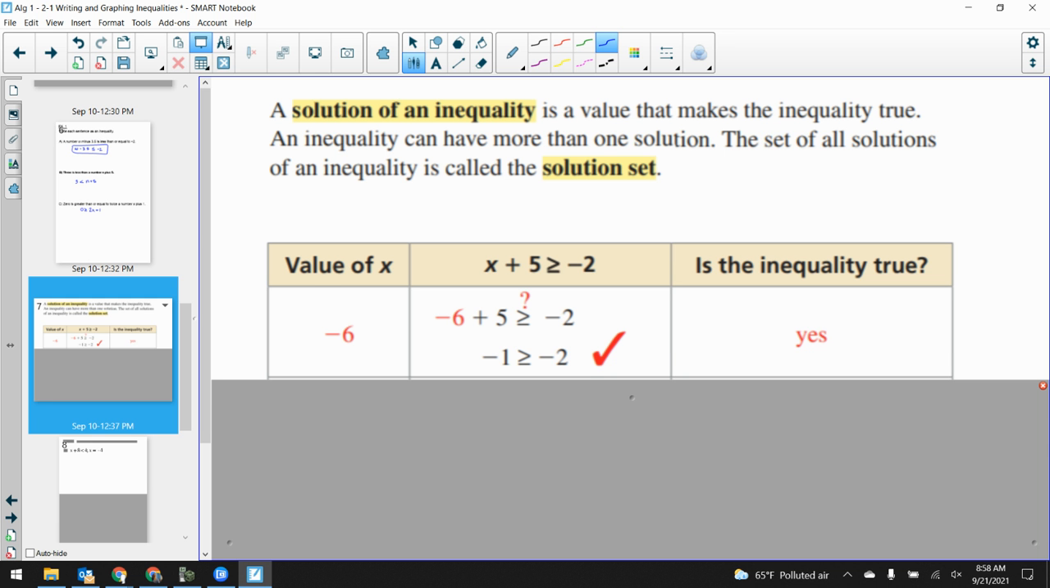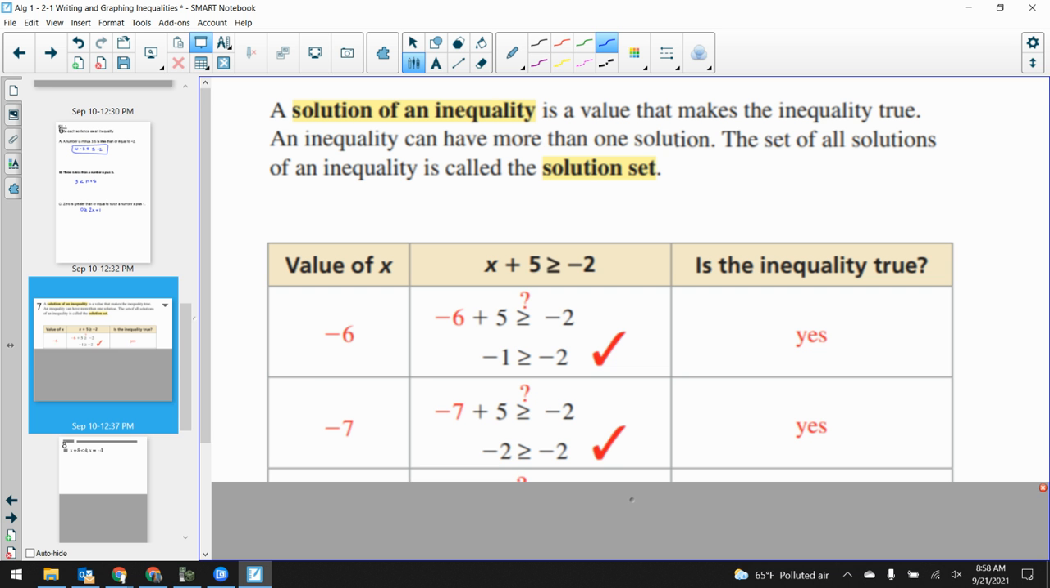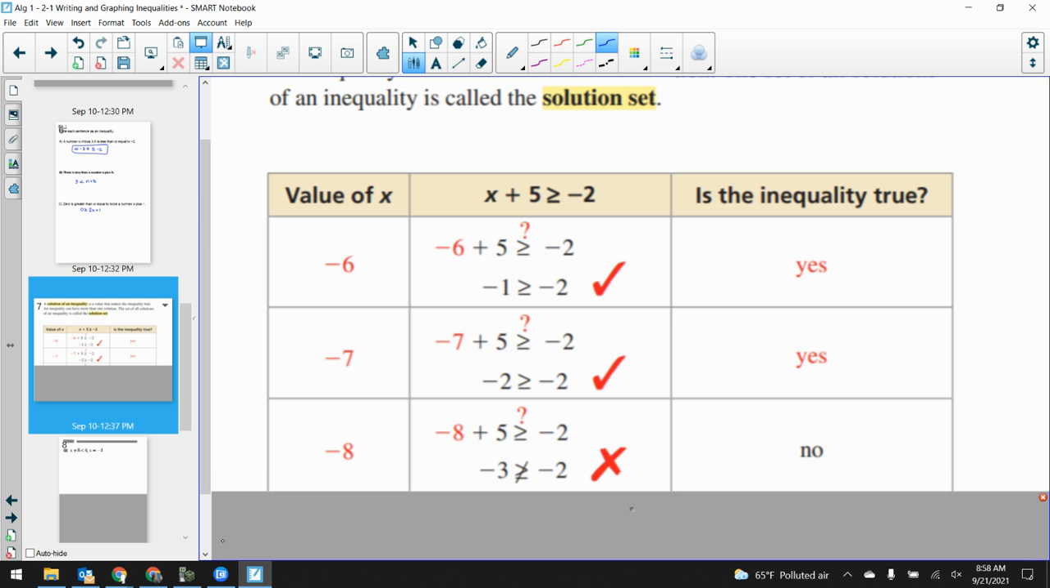Similarly, if I had negative 7, now be careful here. Just because it's an or equal to doesn't throw that off. Now that just gives you another option. It has to be bigger than or the same as negative 2. So when I plug in negative 7 plus 5 and I get negative 2, because it comes out the same and because there's an or equal to, it's still a solution. Now, when I jump to negative 8, that's when it's no longer a solution. Negative 3 is no longer greater than or equal to negative 2, so it would not be a solution.